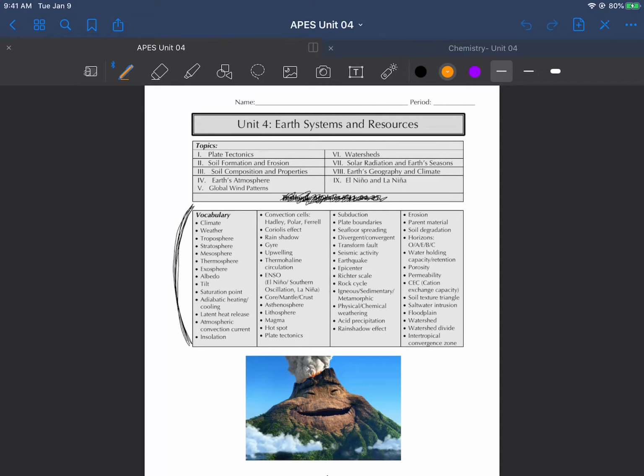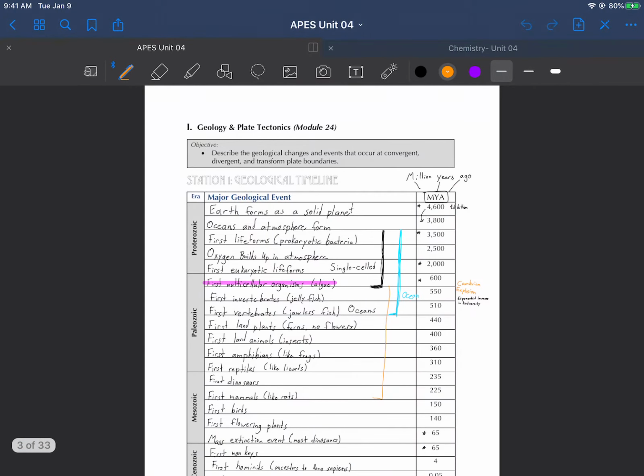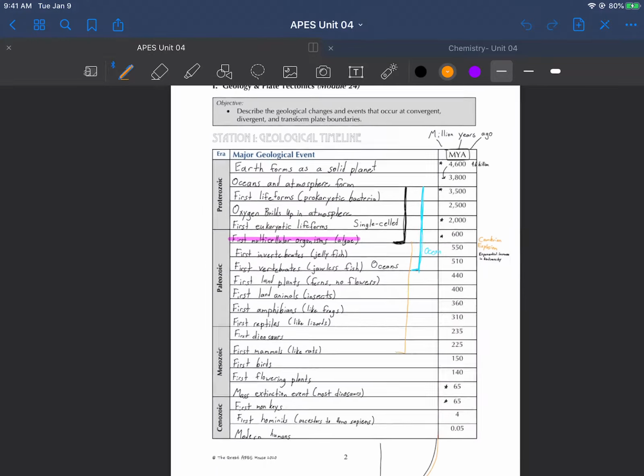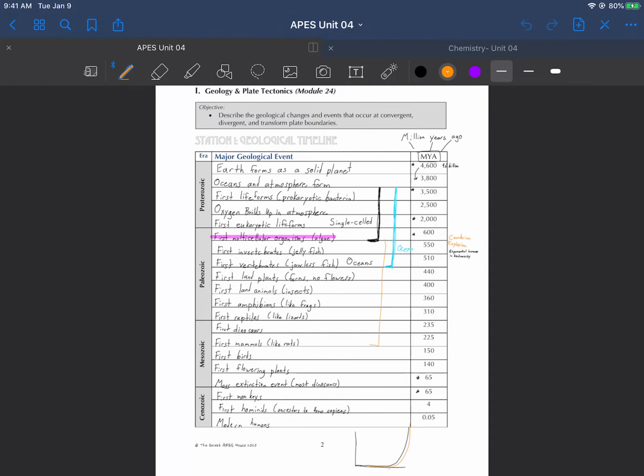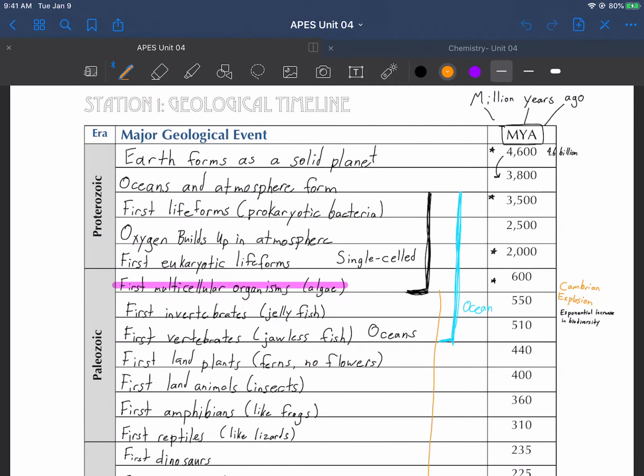All right, geology basics. Middle school throwback today. We got some vocabulary words. Yeah, go us. Got a timeline of the Earth's history, major geologic events. You don't need to memorize the numbers unless there's a star next to it.